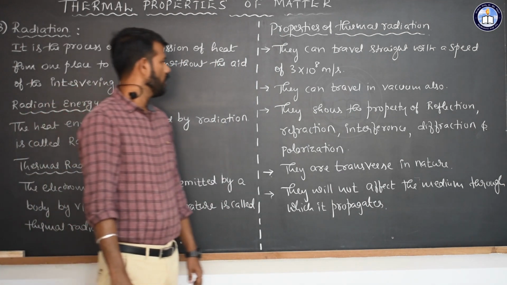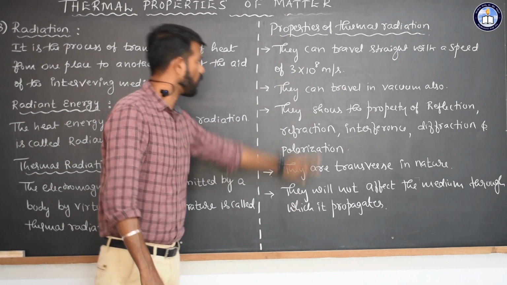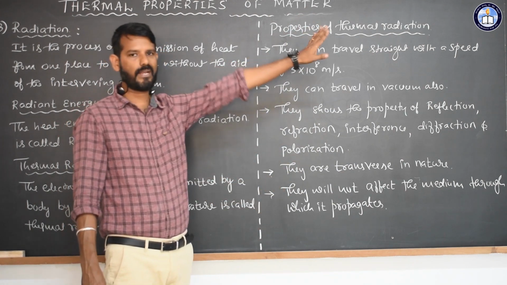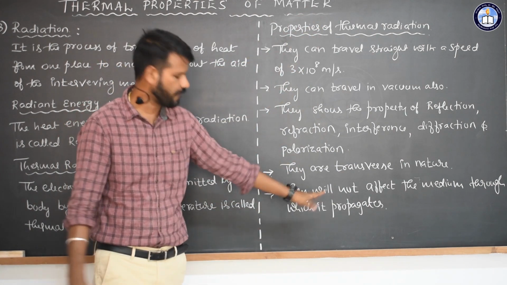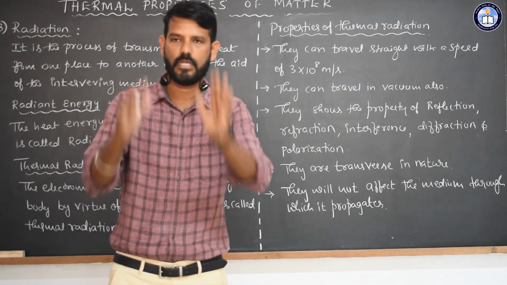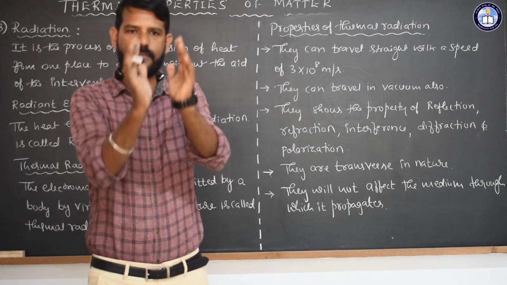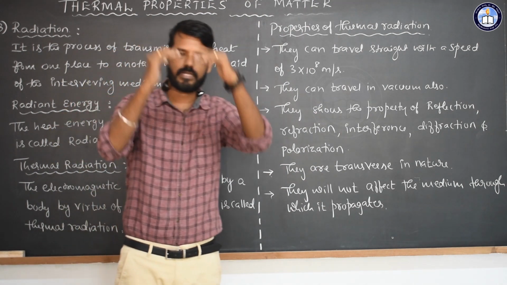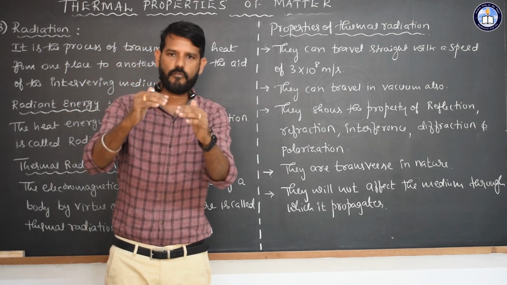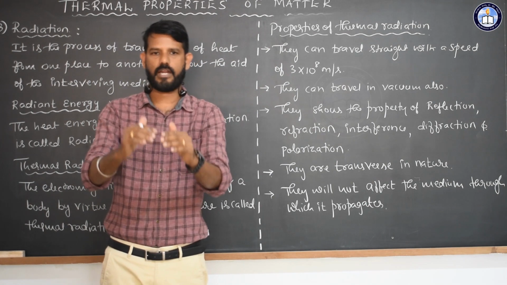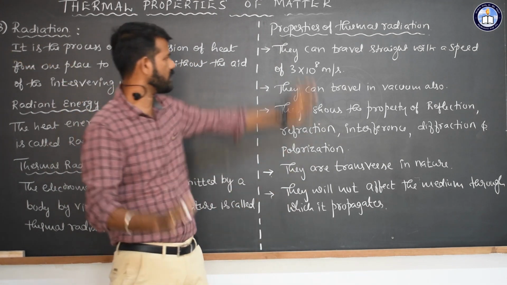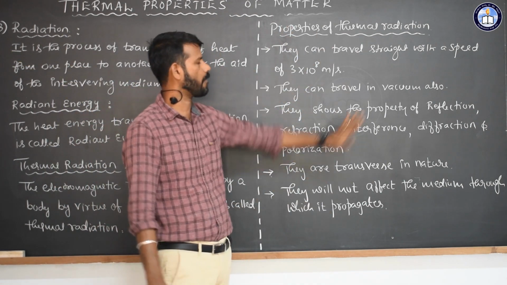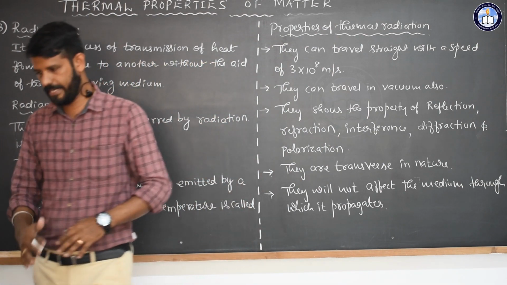Okay. So these are some of the basic properties of this particular thermal radiation. Of course, we can collect a few more properties also, but these properties are the same for all electromagnetic radiations. So you can consider X-rays, gamma rays, ultraviolet, visible, infrared, microwaves. For all radiations, these properties will be the same. That is the properties of this particular thermal radiation.